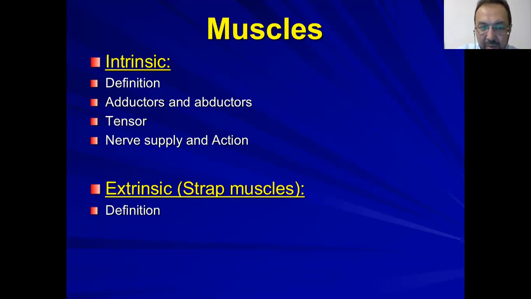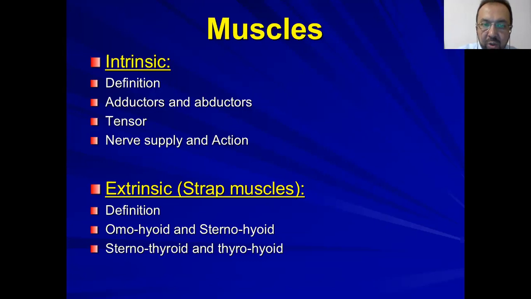The extrinsic or strap muscles are defined as the muscles that are responsible for mobility of the larynx. And they are two straps. The superficial large ones are the omohyoid and sternohyoid. The smaller, deeper ones are the sternothyroid and thyrohyoid. And as we can see easily from the names of these four muscles, as well as the cricothyroid muscle, muscles in the neck are named from down upwards. The nerve supply of these extrinsic muscles is the ansa cervicalis, and the action is to stabilize the hyoid bone during deglutition, or to move the hyoid bone.